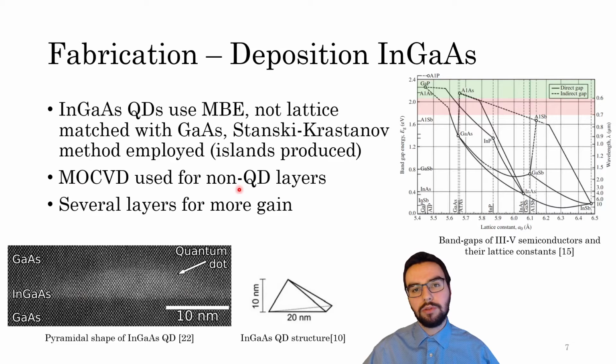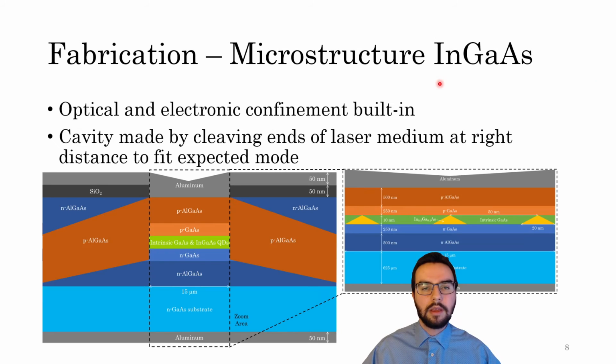MOCVD can be used for the non-quantum dot layers such as gallium arsenide and aluminum gallium arsenide. Several layers of quantum dots can actually be used on top of each other to produce more gain in a lattice. The indium gallium arsenide microstructure is very similar to that of a normal diode laser. Now, this incorporates optical and electronic confinement within the microstructure.